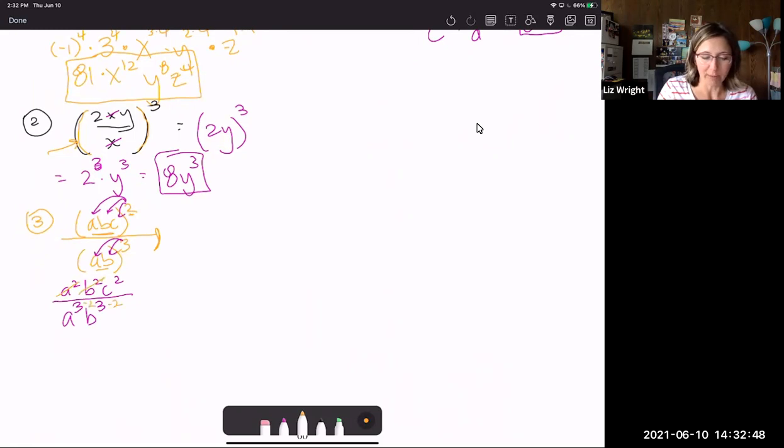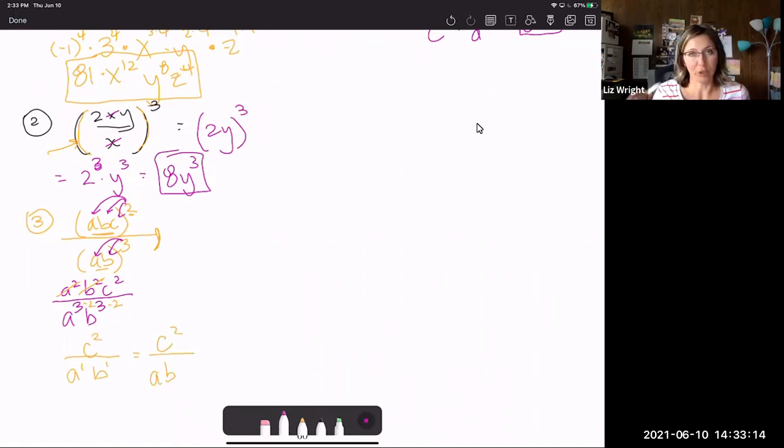And then, so what's left in the numerator? All I have left in the numerator is c squared. What do I have left in the denominator? I've got a to the first and b to the first. Do I need to write a to the first and b to the first? No, I can just write ab. So this is going to be c squared over ab.